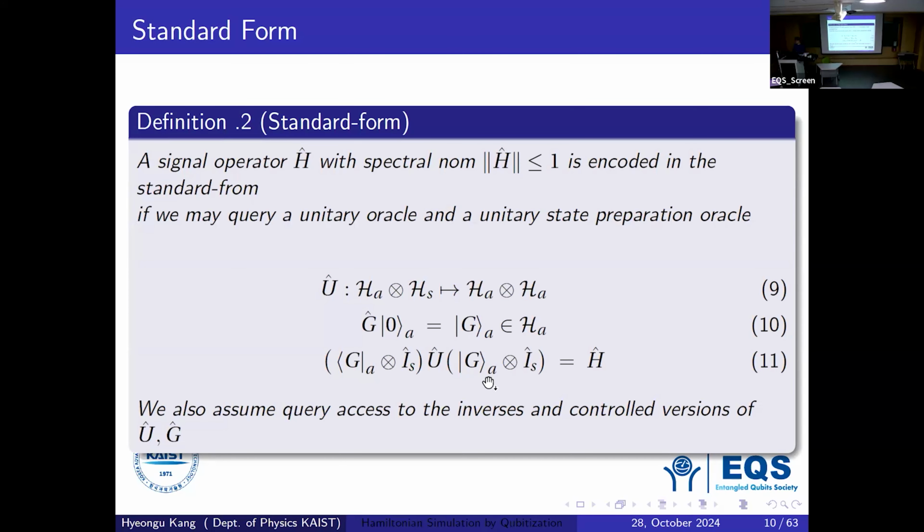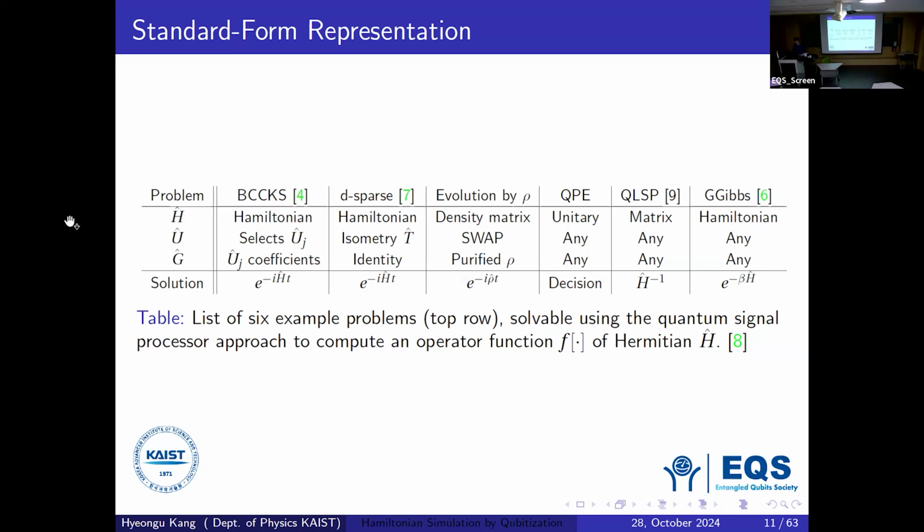I will show how we can express H in standard form. If there is a Hamiltonian, we can do it with a unitary, or a swap, or similar. There are various cases, and this table shows that it is possible for various cases. And note that we want to express a Hamiltonian, and the thing that we want to construct is a function of the Hamiltonian.